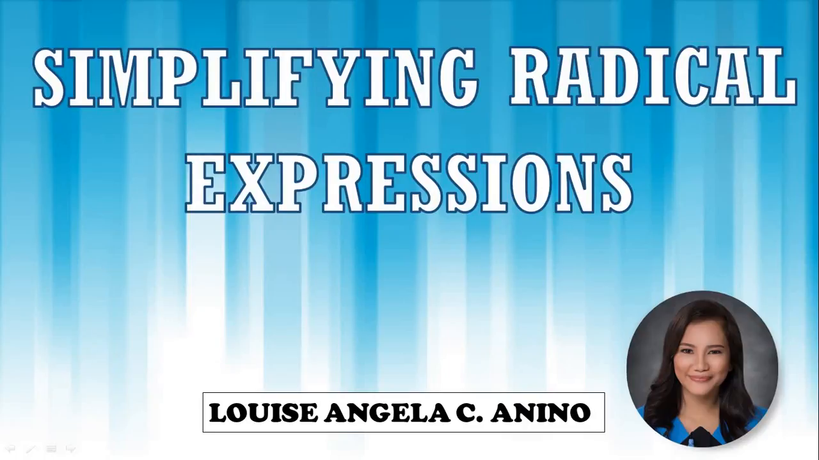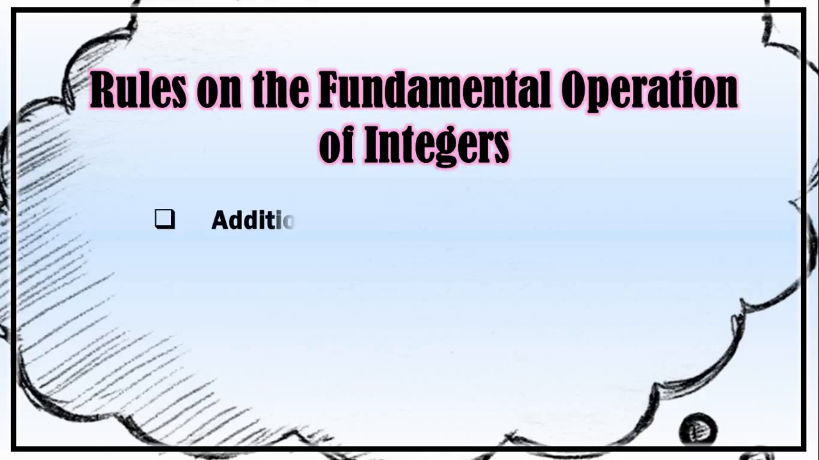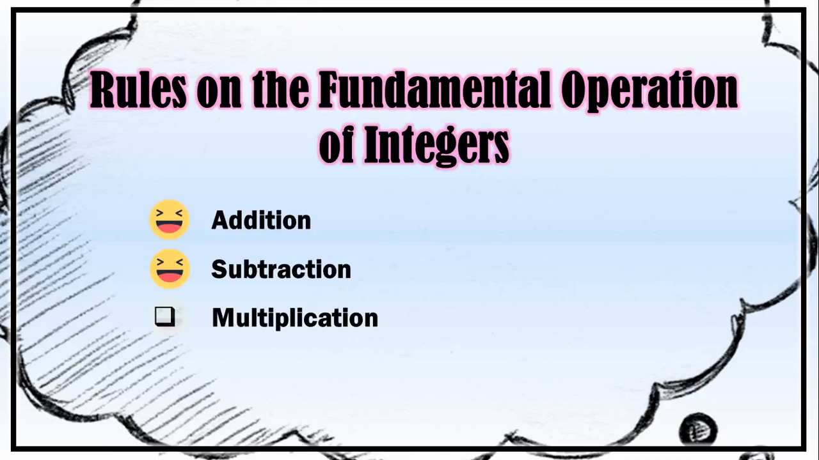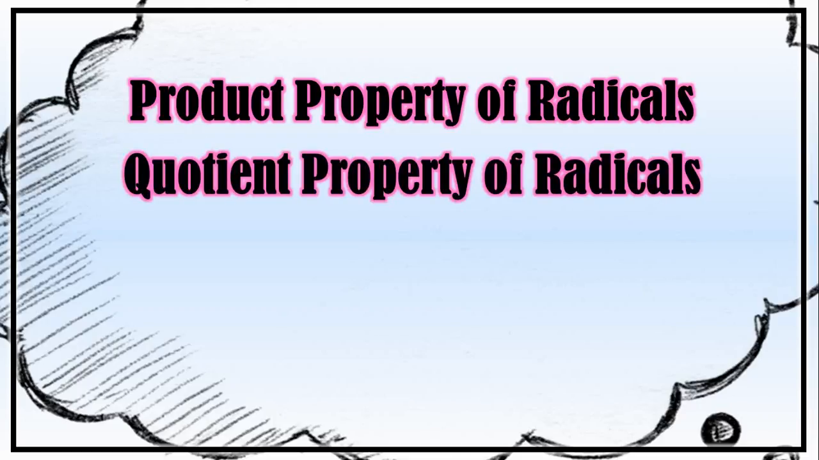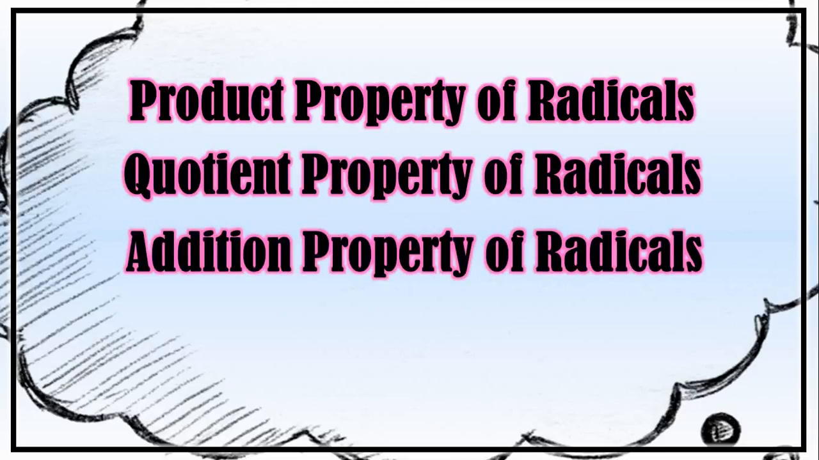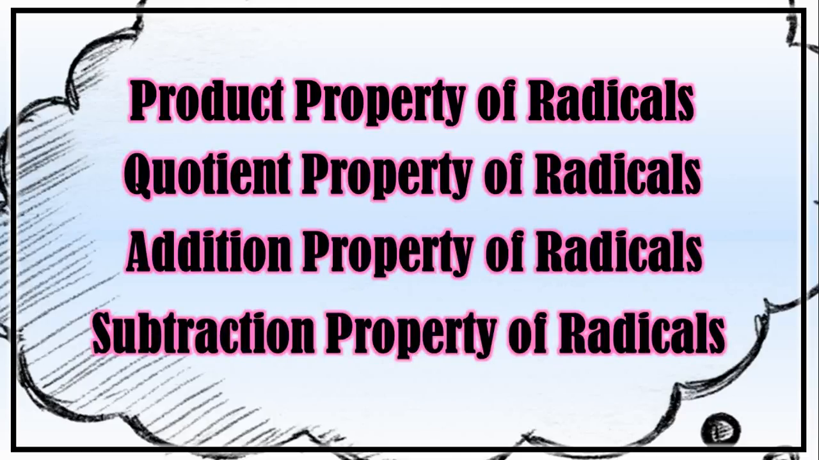I will be discussing simplifying radical expressions. To understand this lesson better, you have to acquire the skill on the rules on the fundamental operations of integers. Simplifying radical expressions has four properties that you have to know: the product property of radicals, the quotient property of radicals, the addition property of radicals, and the subtraction property of radicals.